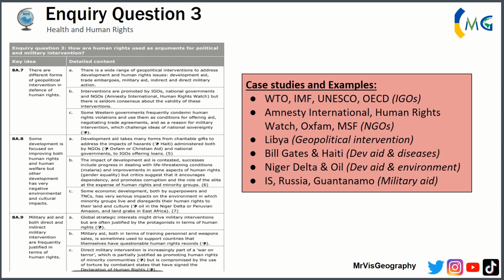In development, when we look at development aid and how it intervenes to tackle diseases, we had a look at the Bill and Melinda Gates Foundation for Malaria. We had a look at Haiti and the cholera outbreak. And then when we look at the environment, we discussed Niger Delta and oil, especially Shell in that area.